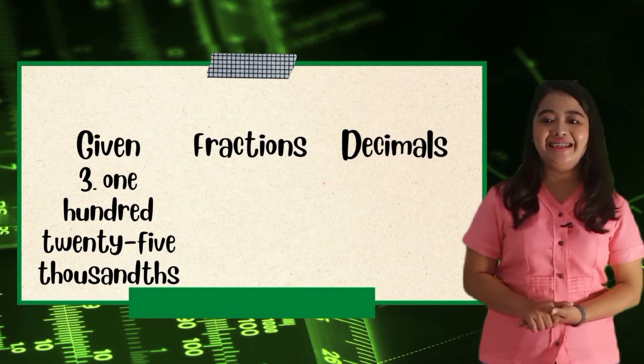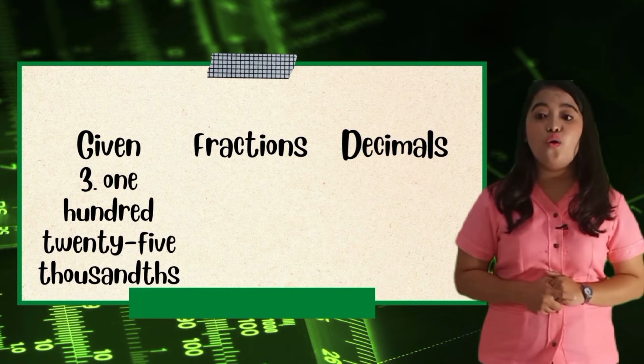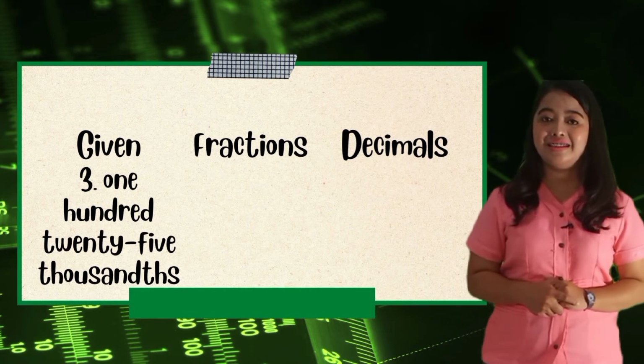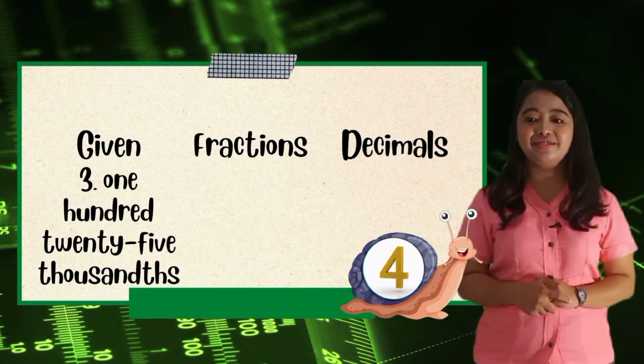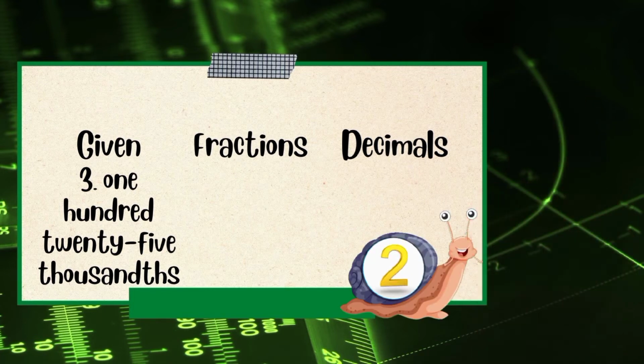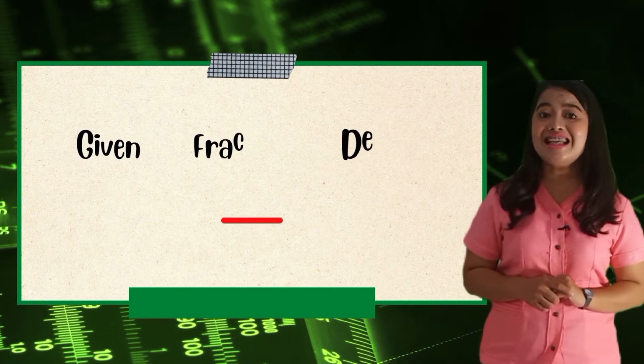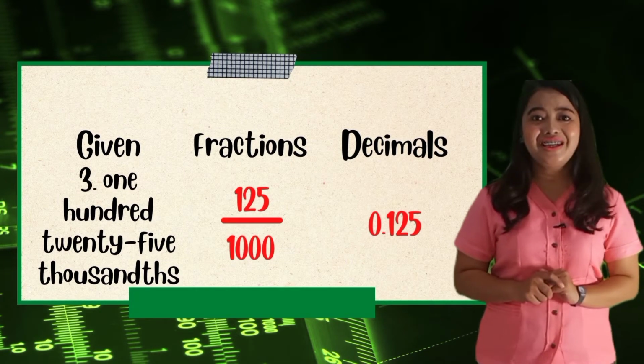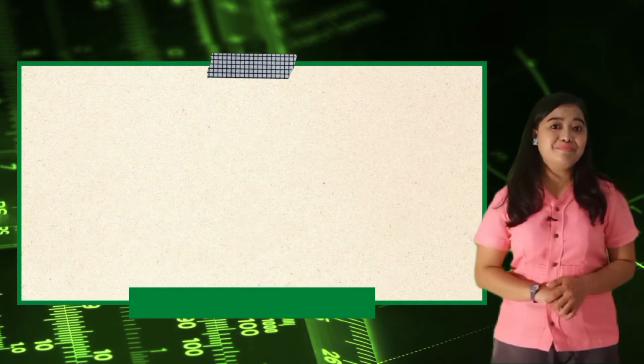Number 3. The given is 125,000. Timer! If your answers are like this, you're doing a great job!